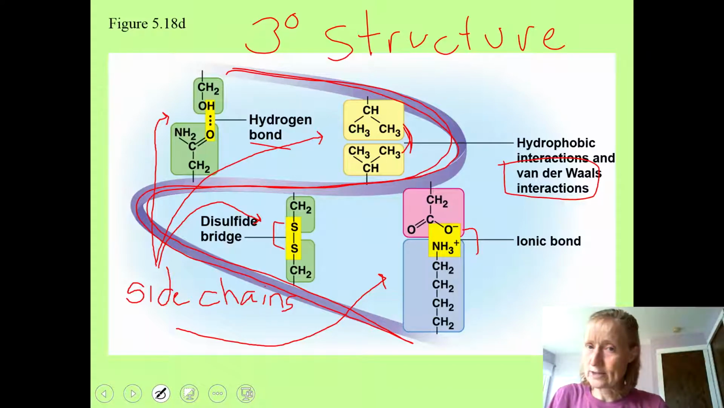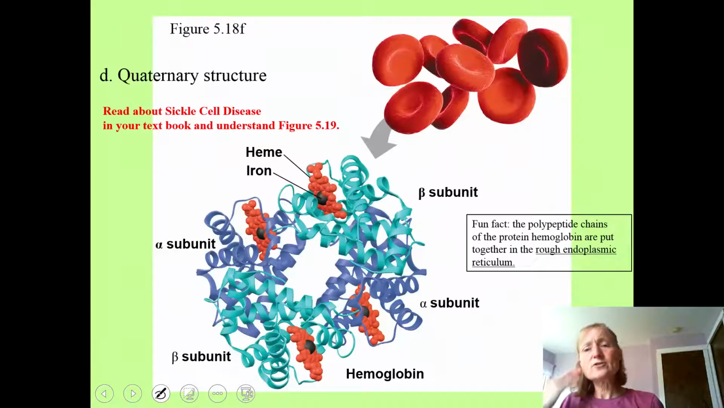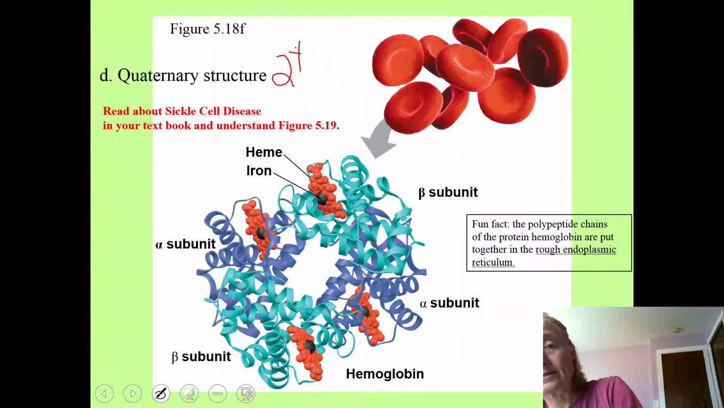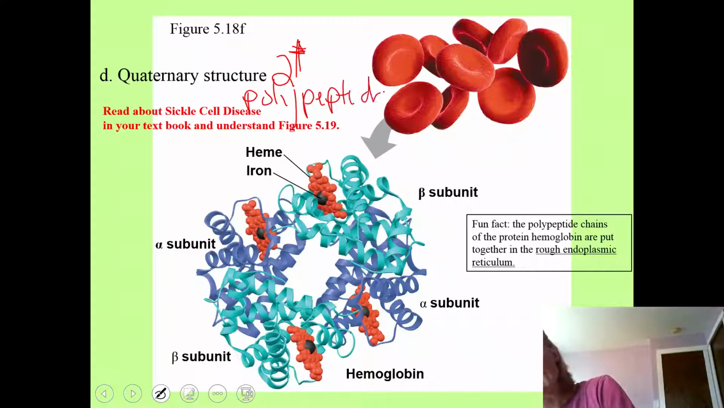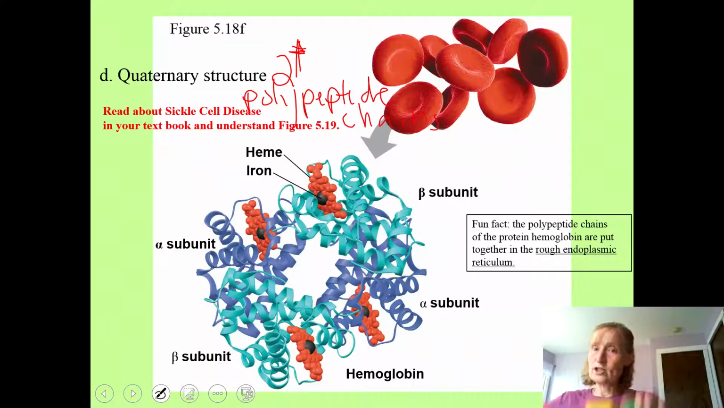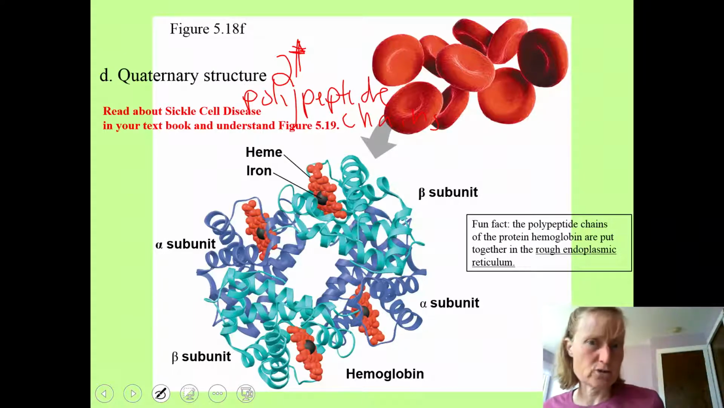And then there's the quaternary structure. The quaternary structure is when you've got 2 or more polypeptide chains interacting to form a protein. So we're going to write down 2 plus polypeptide chains. Sometimes, in fact many times, proteins are complex and involve more than just one chain of amino acids, but 2 or 3 or 4 all put together to form the protein. We say then that this protein has quaternary structure.